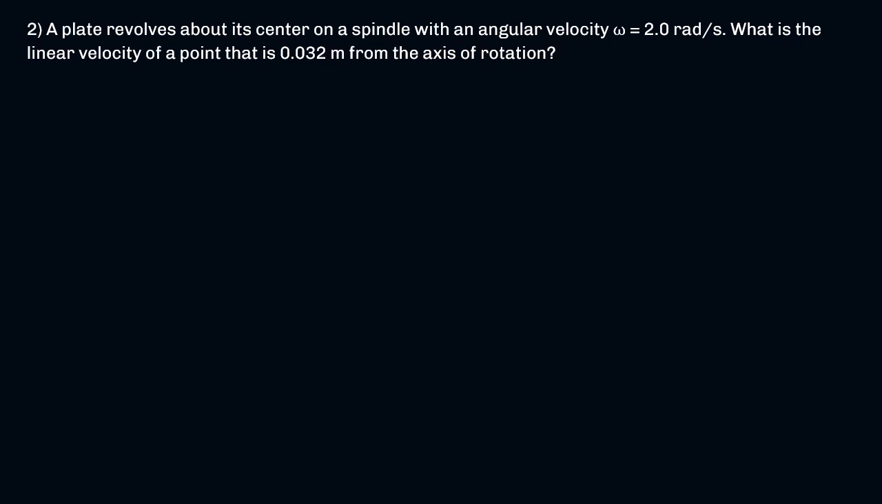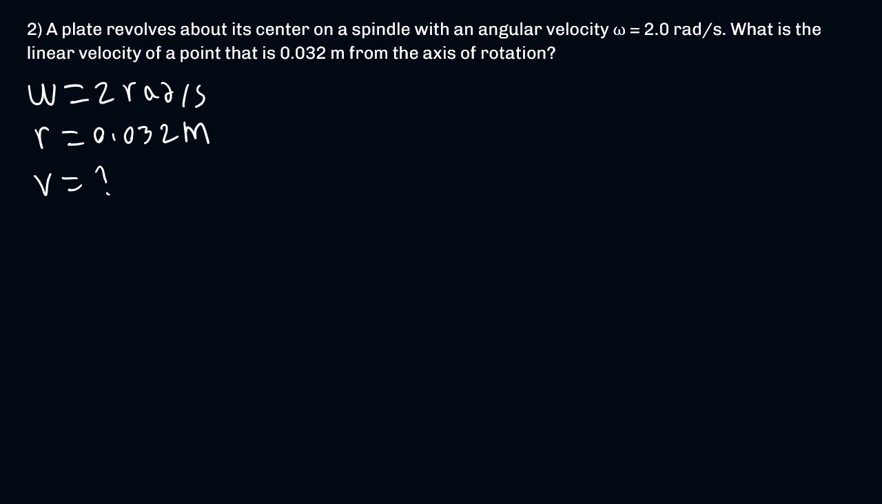What we have here is my angular velocity, so let's write out everything I have. My angular velocity is 2 radians per second. What I also have here is a radius of 0.032 meters. And I'm trying to find my linear velocity. So how do I go from angular velocity into linear velocity? This is a quick calculation here.